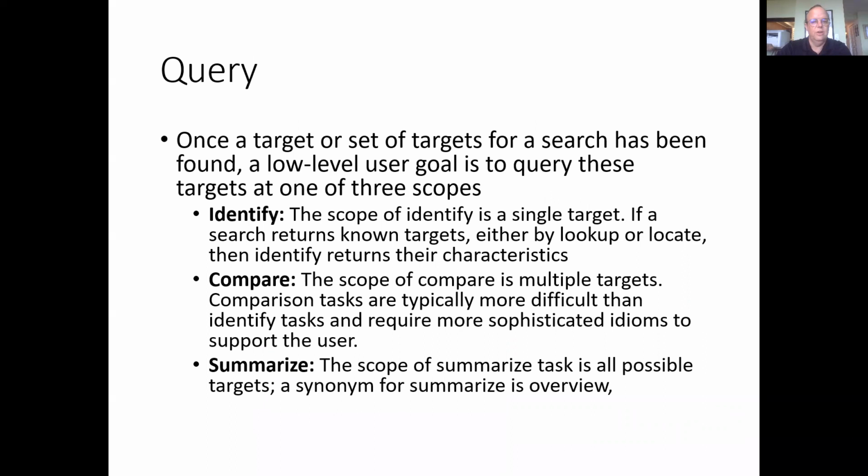And once a target or set of targets for a search has been found, a low-level user goal is to query these targets in one of three scopes. Identify: here we're looking for a single target. If the search returns known targets either by lookup or locate, then identify returns their characteristics. Compare: the scope of compare is multiple targets. We're comparing the two of them, and they're typically more difficult than identify tasks and require more sophisticated idioms to support the user. And finally, summarize is to summarize all the possible targets or provide an overview.